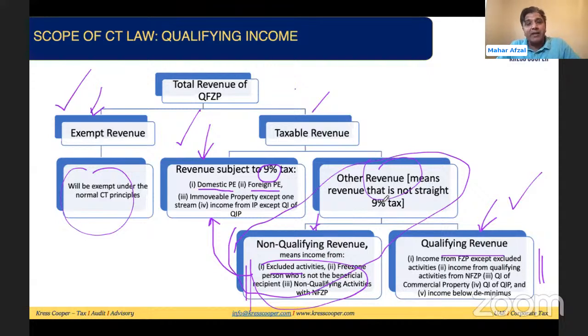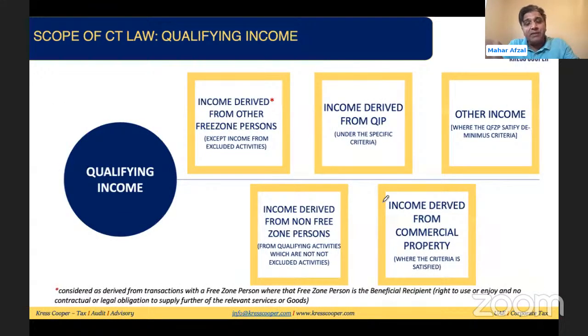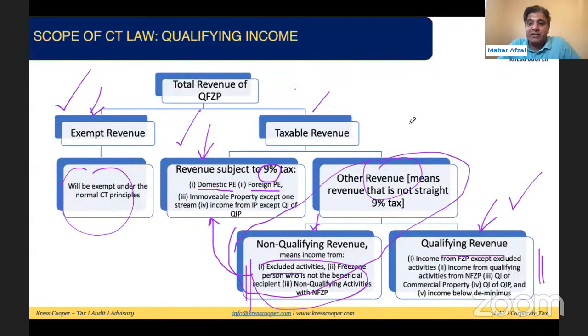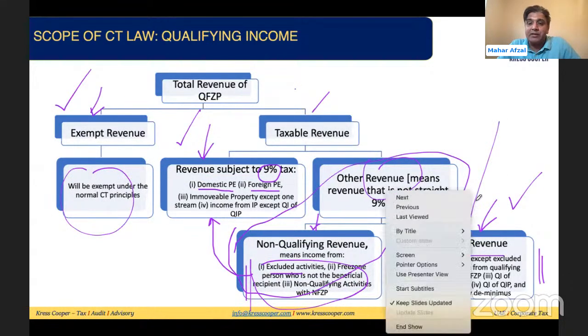So in this category, the important thing is we can classify the whole income of the qualifying free zone person into four categories. And how can we apply the de minimis test? Now, based upon this criteria, what will be the remaining income? That will be the qualifying income of the qualifying free zone person, which will be subject to tax at 0%. So the qualifying income will be income derived. Basically, we are discussing this box only here on the next slide.